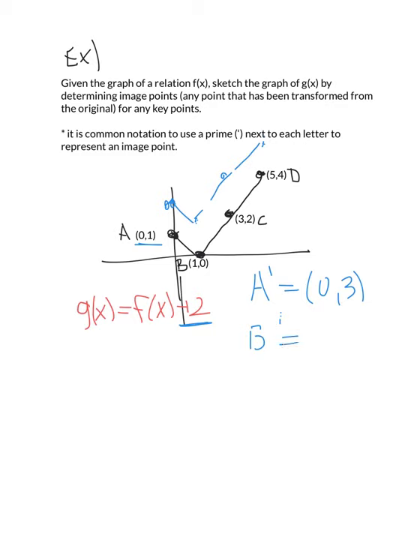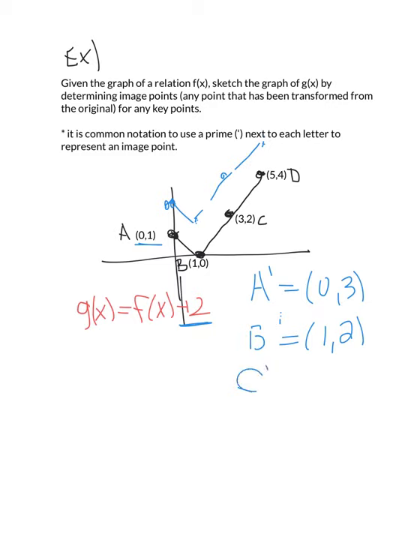Same thing for B. B used to be at (1, 0). I'm not changing the shift right or left. All I'm doing is changing the up and down. I'm shifting it up 2. So B prime is going to be equal to (1, 2).